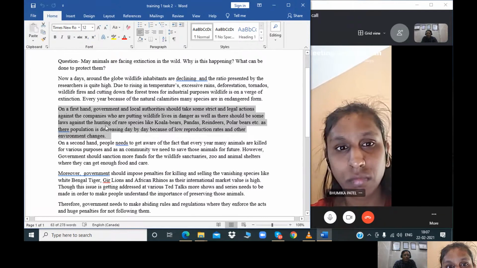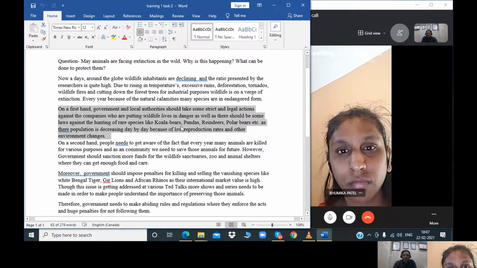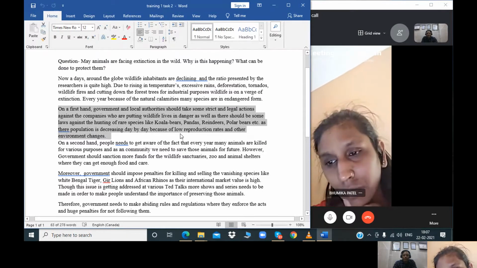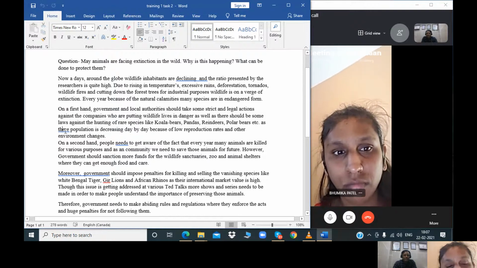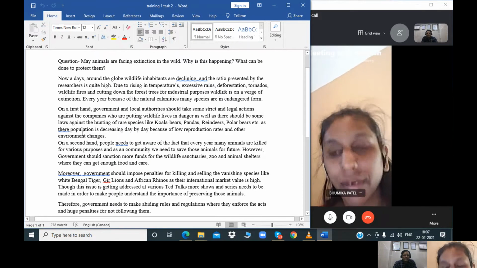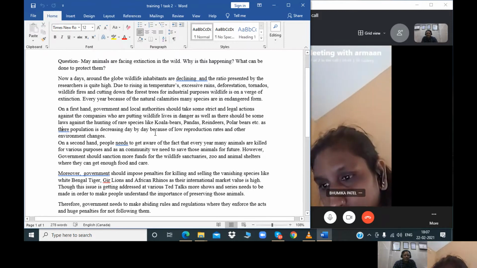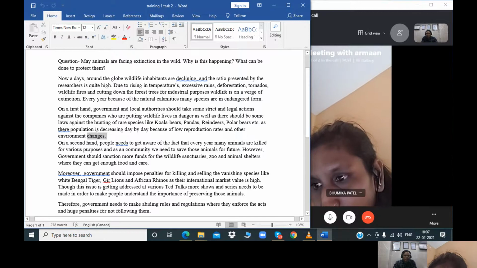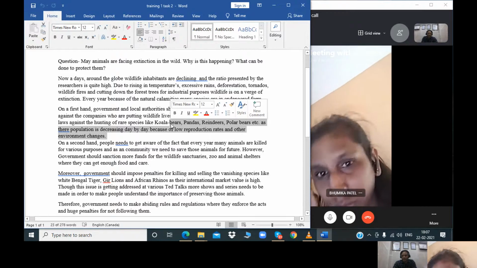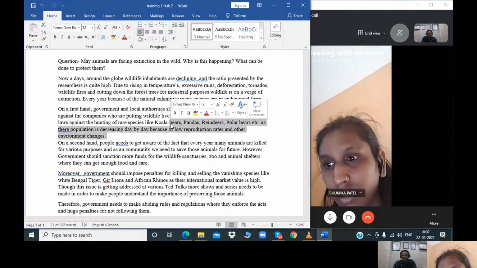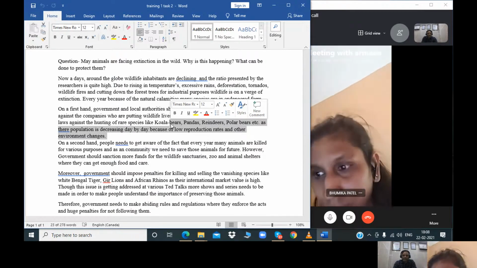There should be some laws against the hunting of rare species like koala bears, pandas, reindeers, polar bears, as their population, look, there "their" is missing, T-H-E-I-R. Their population is decreasing day by day because of low reproduction rates and other reasons. One of the major reasons is illegal hunting in the wildlife.